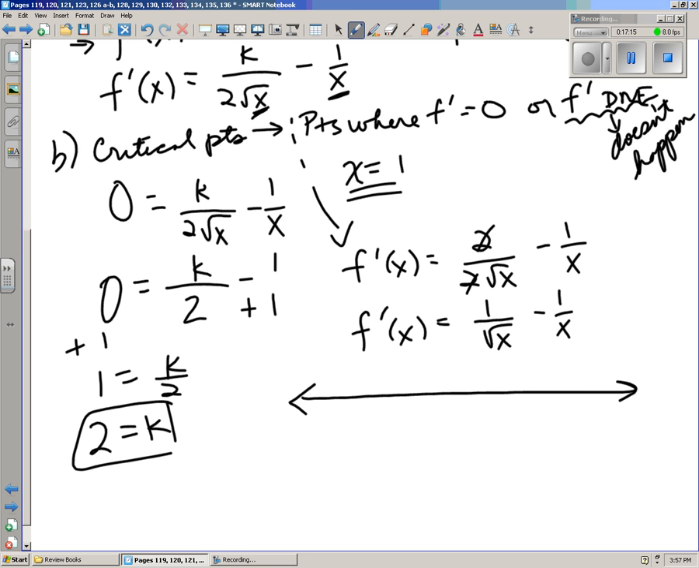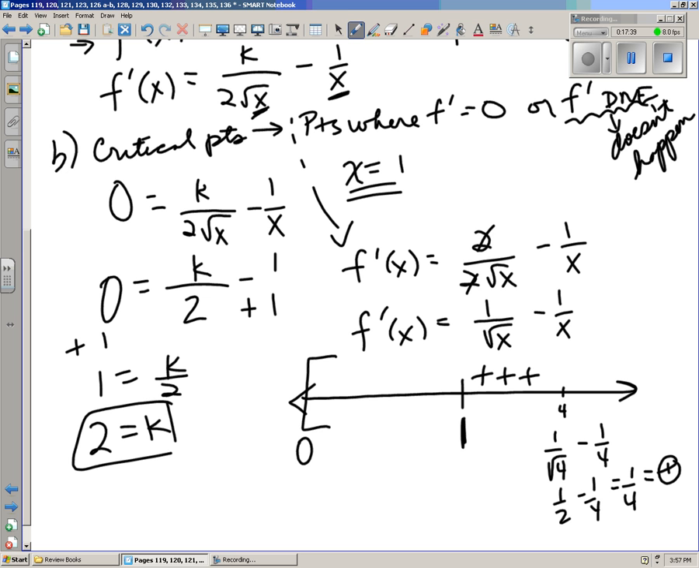I want to bracket this off at 0. 1 is the critical value, so I need a number. I'm going to pick a number to the right of 1 just so it's a little easier. If you pick 4, we get 1 over radical 4 minus 1 over 4. 1 over radical 4 is 1/2, minus a fourth is a fourth, which is positive. So on this part of the number line, we are positive. This is f prime, by the way.